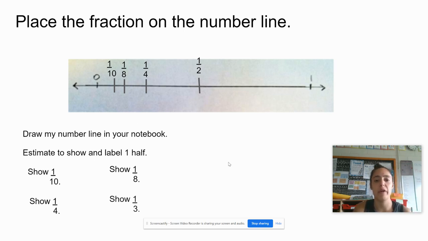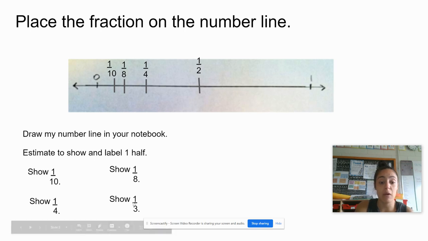Next, I need to break it into 1/3. So now I look at my denominator and I know from 0 to 1, now I need to break this whole thing into 3 different pieces.